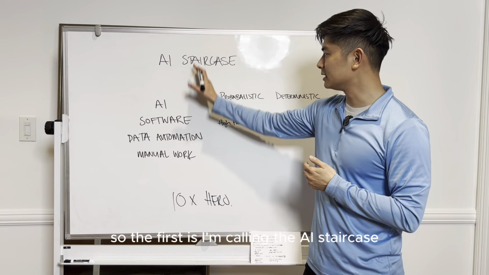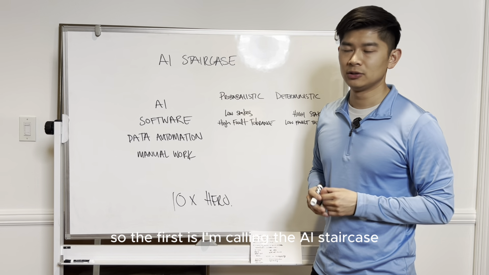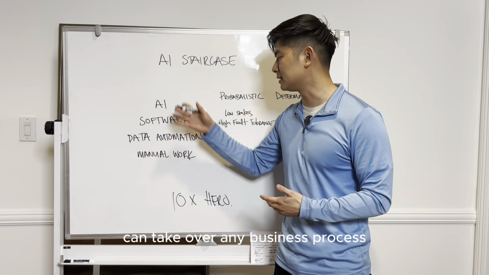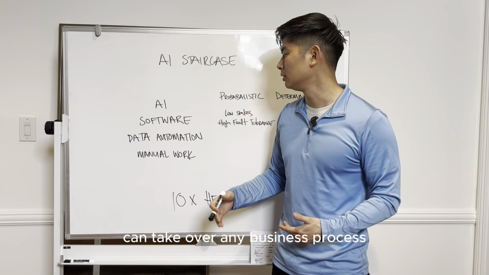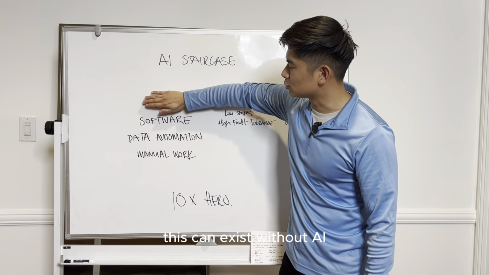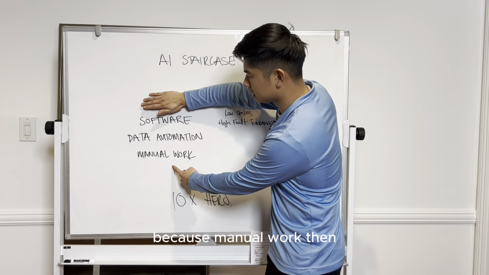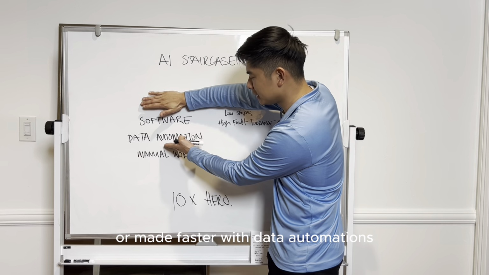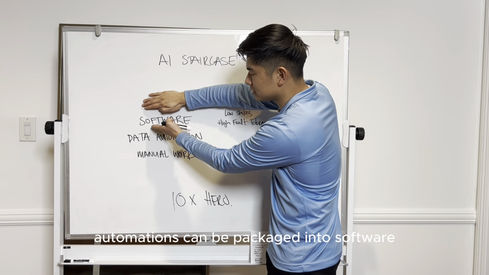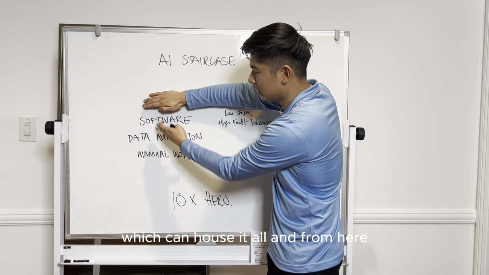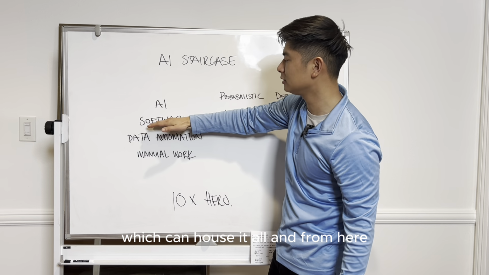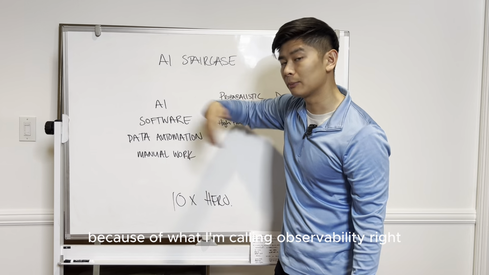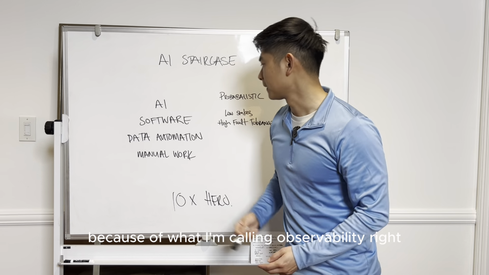So the first is what I'm calling the AI staircase, which is the natural maturity level for us to have confidence that AI can take over any business process or business unit. This can exist without AI because manual work can be cheapened or made faster with data automations, and those data automations can be packaged into software which can house it all. And from here, we have a true line of sight into AI because of what I'm calling observability, right?